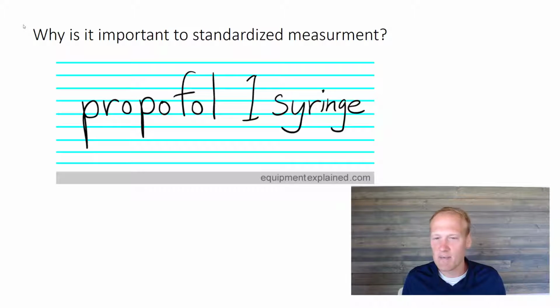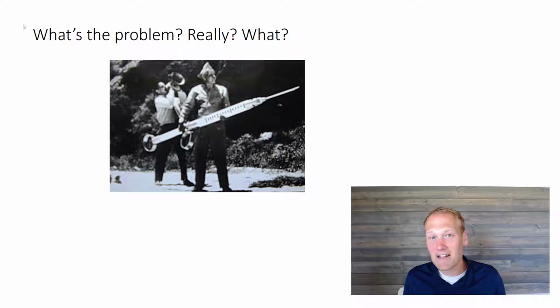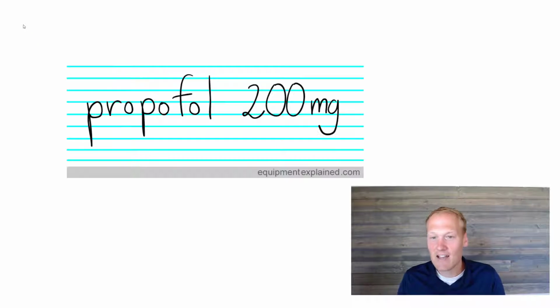Well, let's suppose you're in a hospital and the doctor asks you to bring one propofol syringe. That seems like a pretty simple task, but that could mean a lot of different things. Syringes are not standardized, they're not all the same size. So it's important that we use language and terms and types of measurement, okay, 200 milligrams, so that we're all positive on what is being asked of us or what was done in a laboratory or even a medical setting.